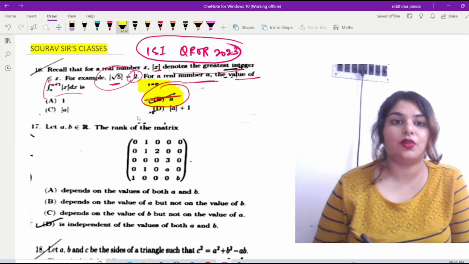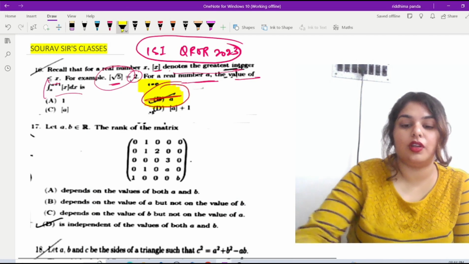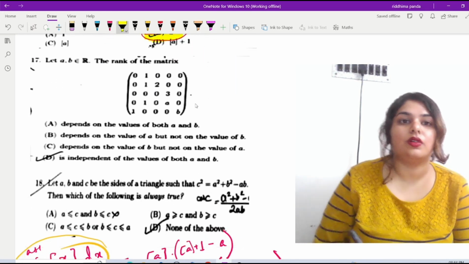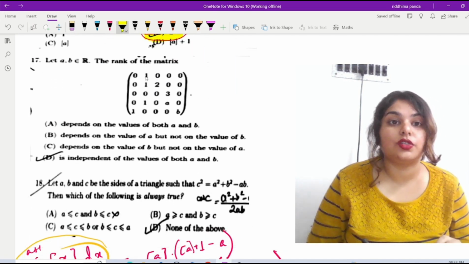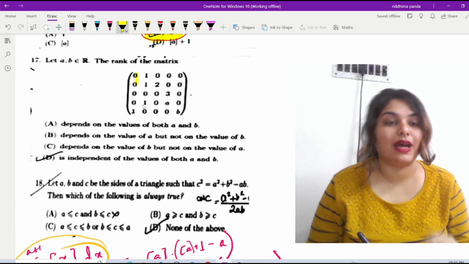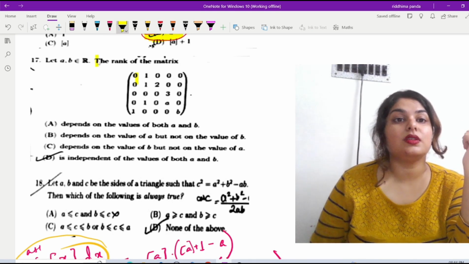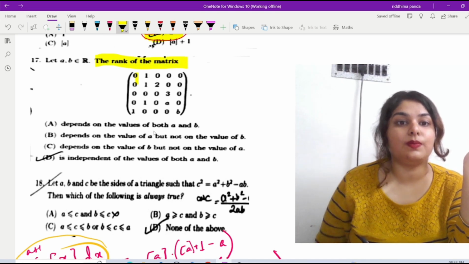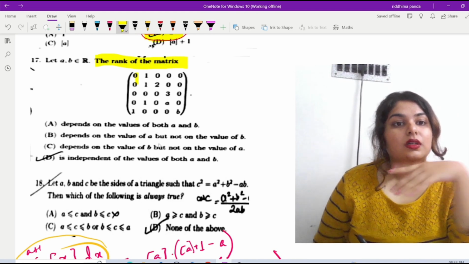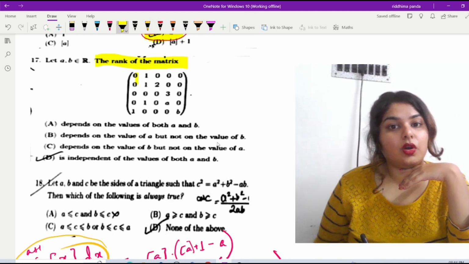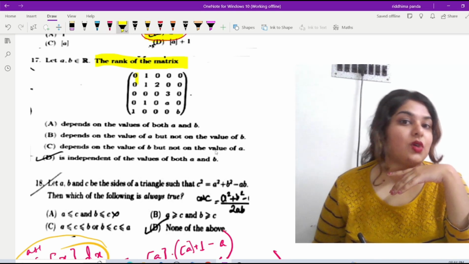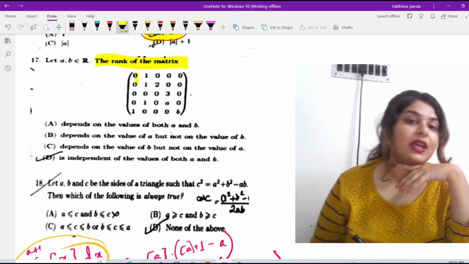Question number 17 is about the rank of the matrix, and we are given the following options. As you can see, this is a 5 cross 5 matrix. The question is whether the rank of this matrix depends on the values of A and B, depends on A but not on B, depends on B but not on A, or is independent of the values of A and B.